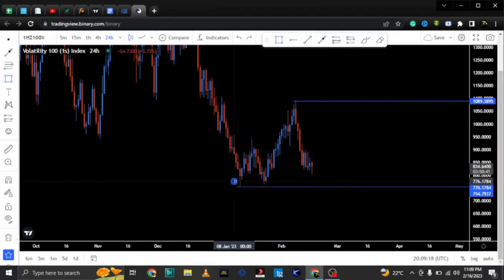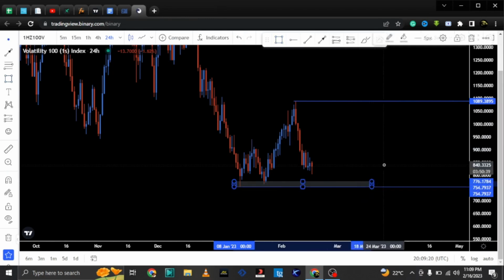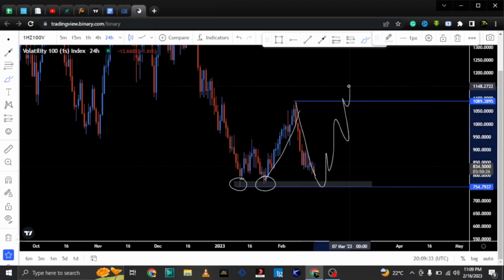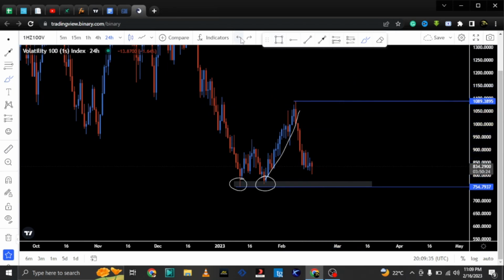So if you have used a zone, then you can see that it actually checked this level before and gave us a clean double bottom. That is why we are seeing that move to the upside. And the market is coming, perhaps to complete this, then just go up like that. Okay, so that's the daily time frame.